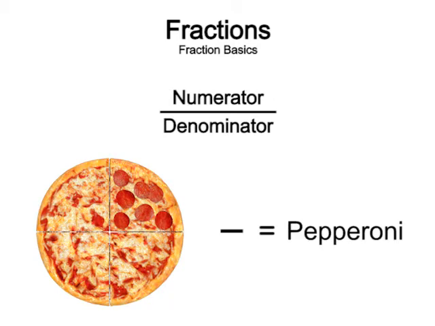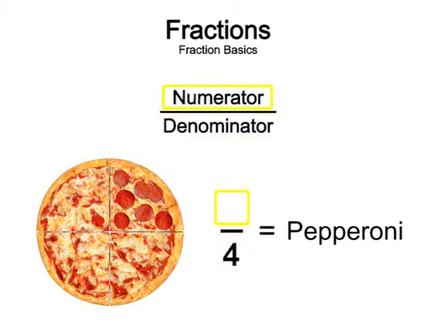Let's use a fraction to describe this pizza. The denominator of a fraction tells us how many equal parts there are, or what we're taking a portion of. If we look closely, we see that the pizza is separated into 4 equal portions. Therefore, a fraction that describes the pizza will have a denominator of 4.